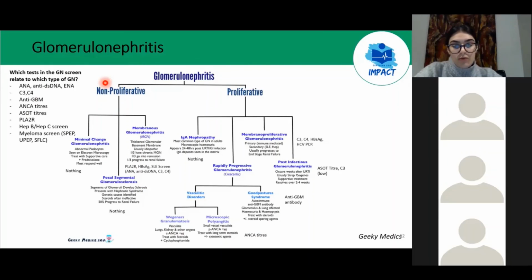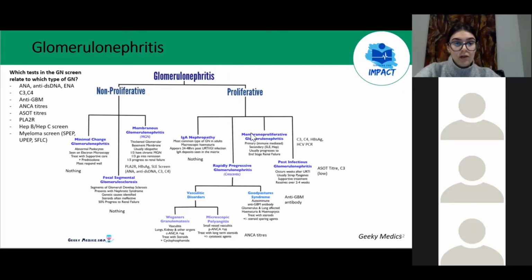Non-proliferative refers to, well, actually I'll start with proliferative. Proliferative glomerulonephritis refers to when the number of cells in the glomerulus is increasing, and that's usually as a result of an inflammatory process. So these are the more severe presentations of glomerulonephritis and will often result in the nephritic syndrome, which you probably have heard about.